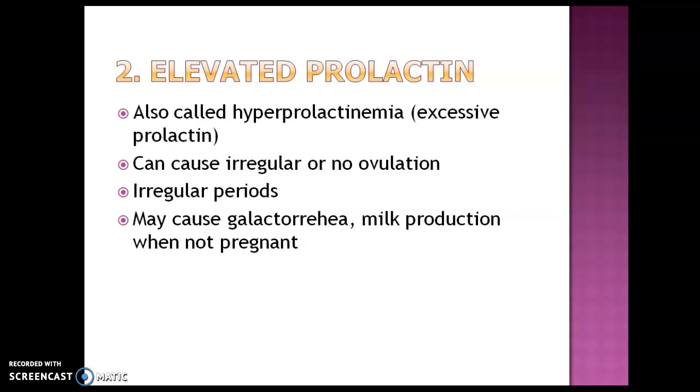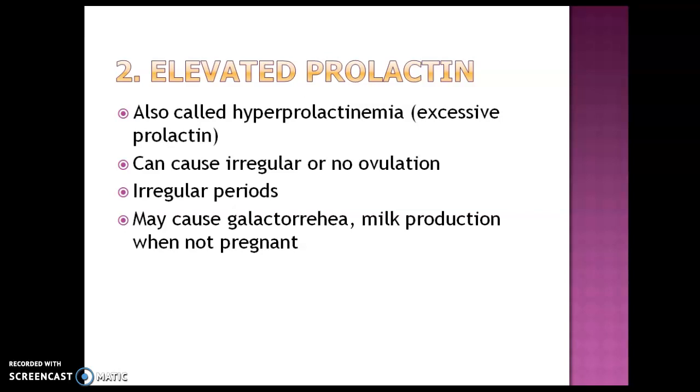This condition is also called hyperprolactinemia, that is excessive prolactin. And this can cause irregular ovulation, or no ovulation at all. Normally, normal ladies have ovulation on the 14th day of the menstrual cycle, every month from one side, that is either from the right or the left.